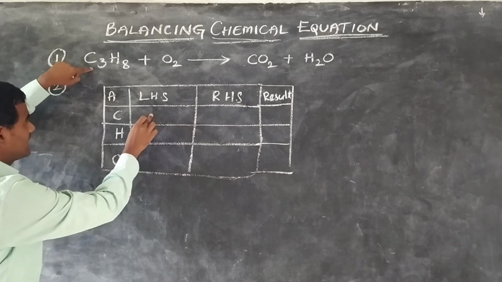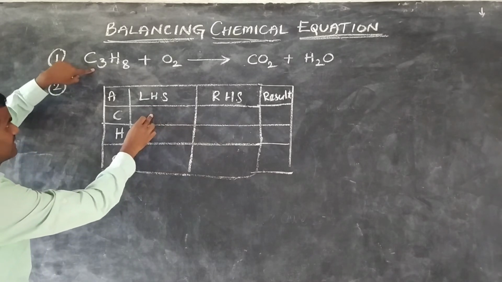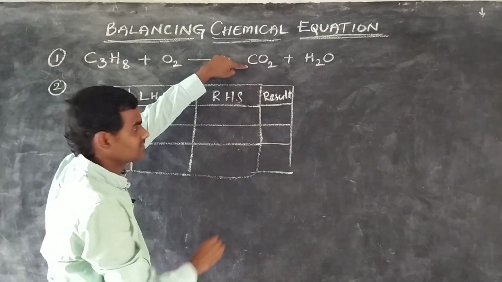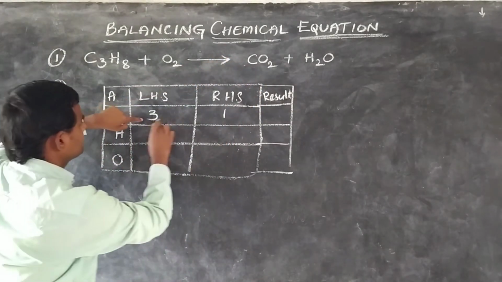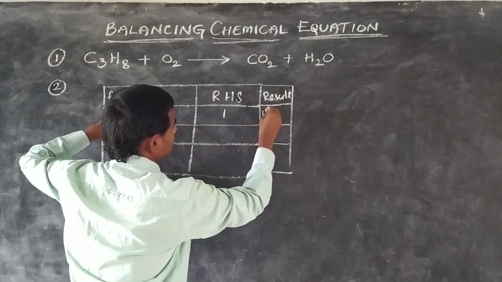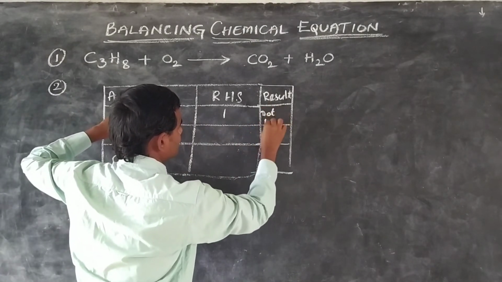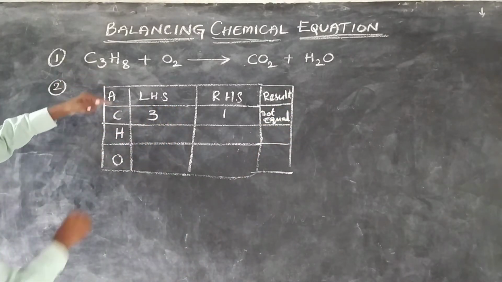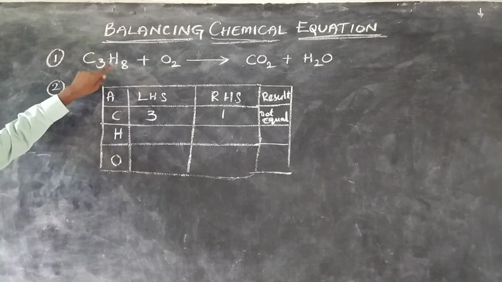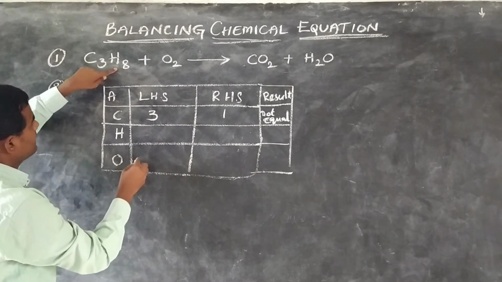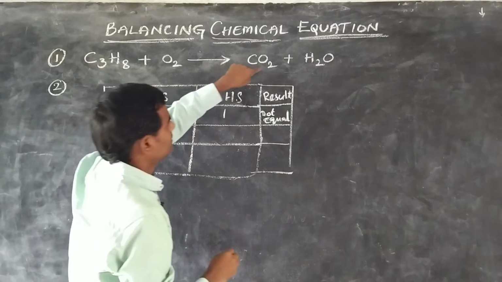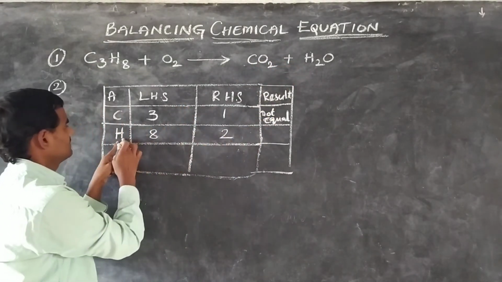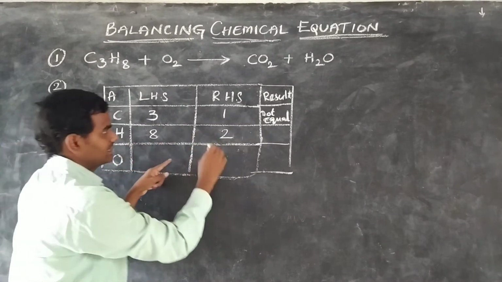So, first take carbon. The number of carbon atoms on left hand side or reactant side are 3. The number of atoms on right hand side or product side are 1. So, the result is it is not equal. The number of carbon atoms are not equal. Next, coming to hydrogens. The number of atoms on reactant side are 8. The number of atoms of hydrogen on product side are 2. So, here the hydrogen atoms are also not equal.